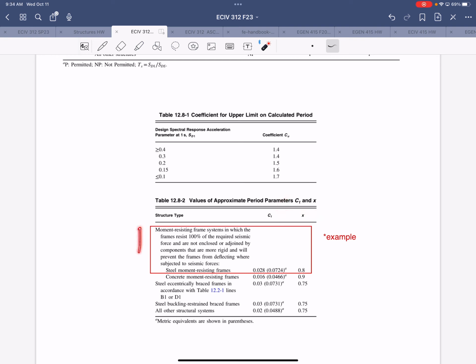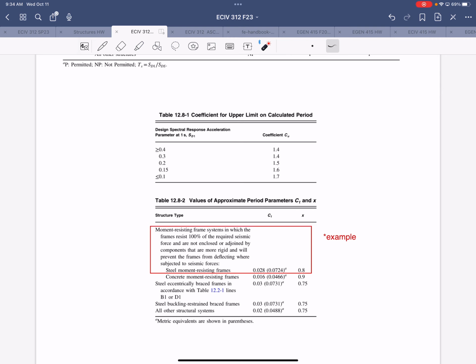It's based on the type of structure you have. Since we have a moment resisting frame that is the only lateral force resisting system in the building, in the direction under consideration, which in this case is both directions, we have the same system. So we use this value here for steel moment resisting frames. CT will be 0.028 and X will be 0.8.